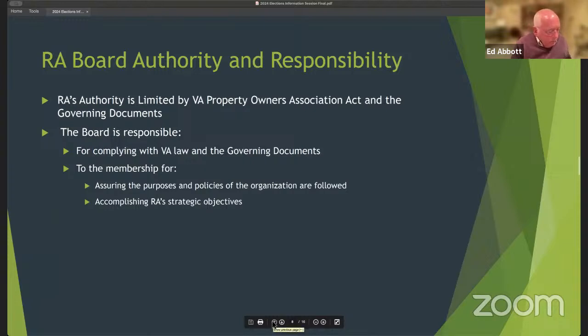Next slide. Okay, this attempts to describe the board's authority and responsibility, and it's kind of complicated. But basically, the board's responsible for making sure that the rules and regulations are followed, and is responsive to the membership. It's kind of a broad mandate, but nonetheless, that's basically what you're supposed to do as a board member. Now, are there specific duties and responsibilities? Yes, and that's on the next slide.